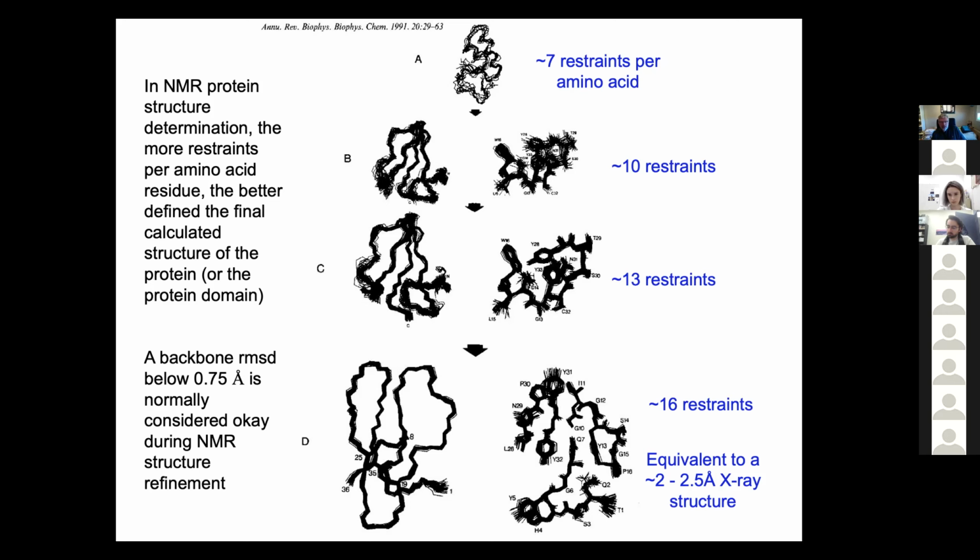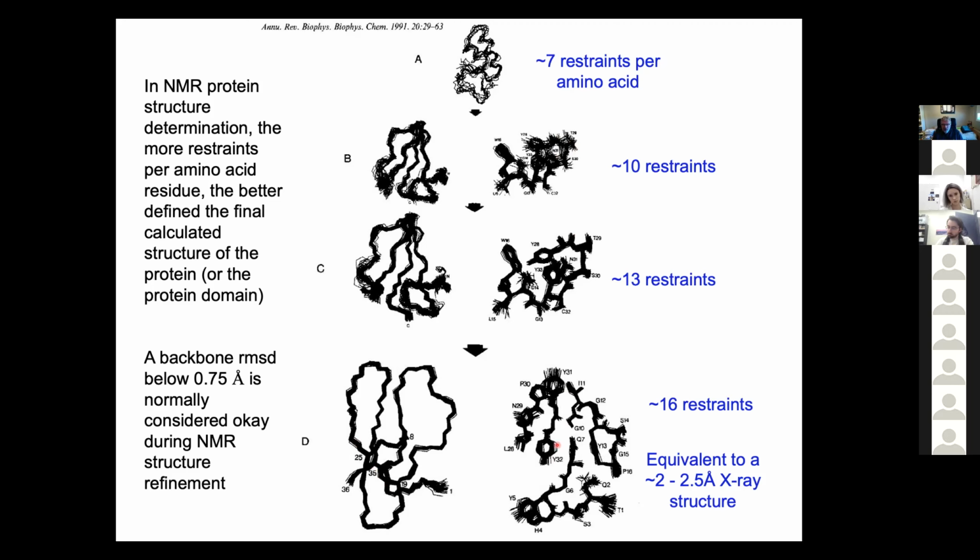And you can see in these cases, if we go down here, I should put my laser pointer on. If we go down here, you can see now the backbone is starting to overlap better and better as we add more and more restraints, right? You see in this particular case, there's almost no deviation between the backbone of the 20 different structures that were calculated. And you can also do this for the side chains. They're shown on this side of the diagram.